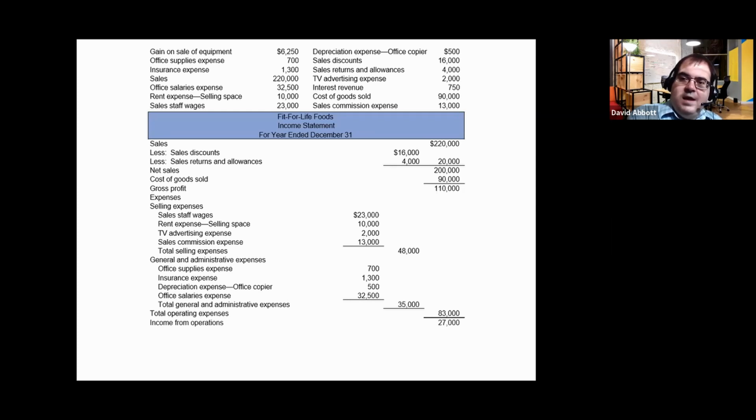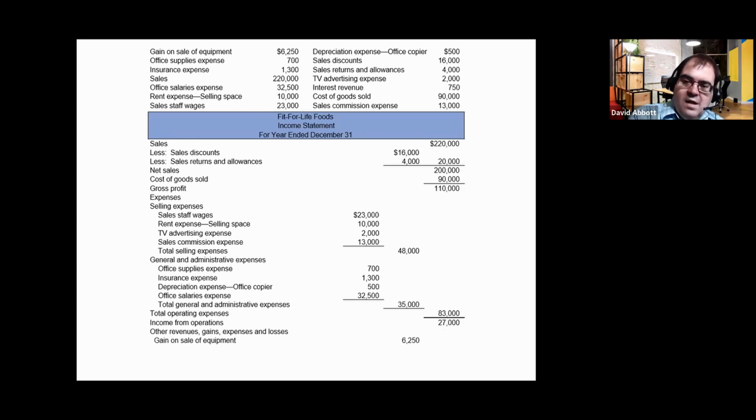And so then if you take 110 subtract 83, you have income from operations then of 27,000. Okay, so then you have some income from some other sources.